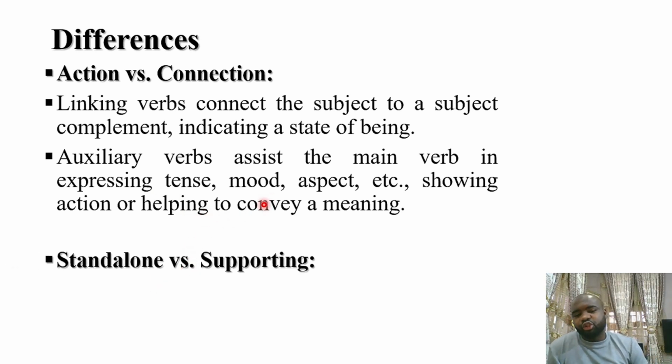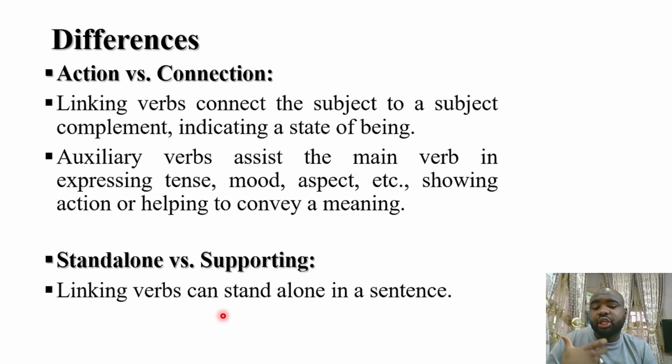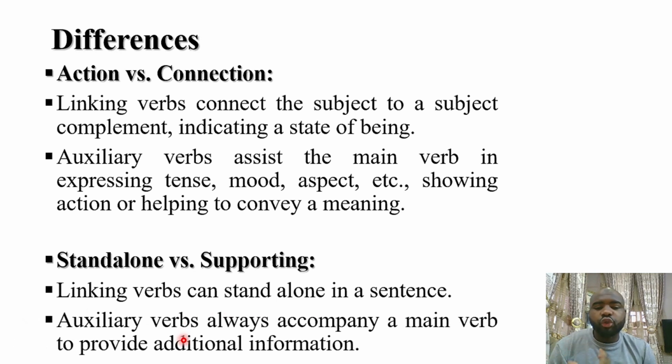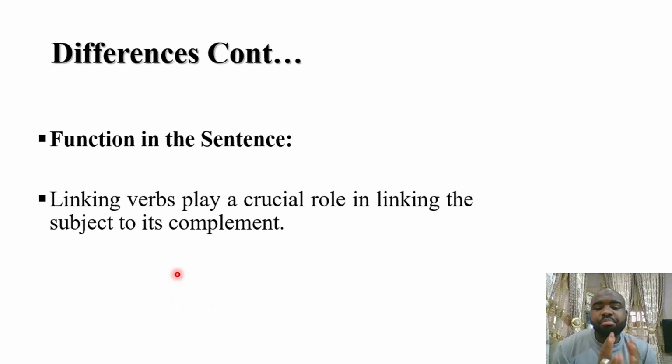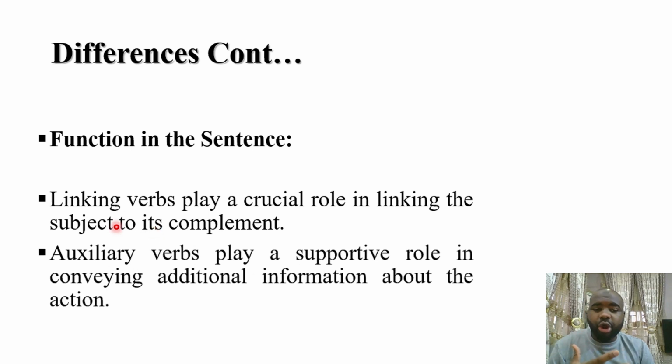Stand alone versus supporting. So you see what I've just expressed. Linking verbs can stand alone in a sentence, whereas auxiliary verbs always have the company of a main verb to provide additional information. Finally, we have function in the sentence. Linking verbs play a crucial role in linking the subject to its complement, whereas auxiliary verbs play a supportive role in conveying additional information about the action.